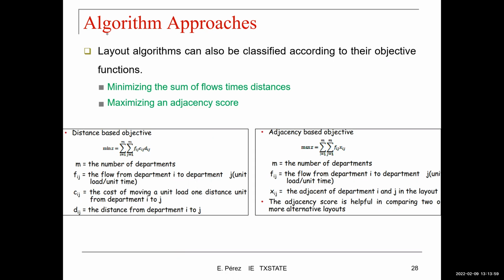Layout algorithms can be classified according to the objective function. So an algorithm can be focusing on minimizing the sum of the flow times distances. Another algorithm can be looking at only the adjacency score and maximizing those. And using both algorithms, you can get different designs. So it will depend on what you value most in terms of making the final decision.